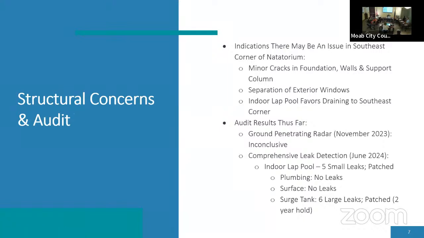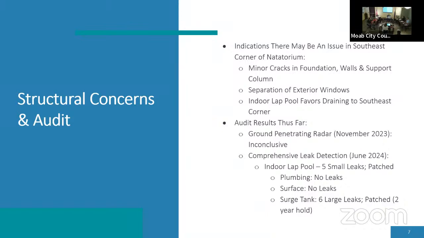The other piece of the MRAC's puzzle right now is that there are some structural concerns that have been brought up in the last year or two. Individually, these items might not cause a lot of concern. But once you look at the comprehensive issues we're seeing at the MRAC, there is a concern that there might be some sort of infrastructure issue in the southeast corner of the natatorium where the pool is located. We've been tracking some minor cracks in the foundation walls and support column for about the last year.